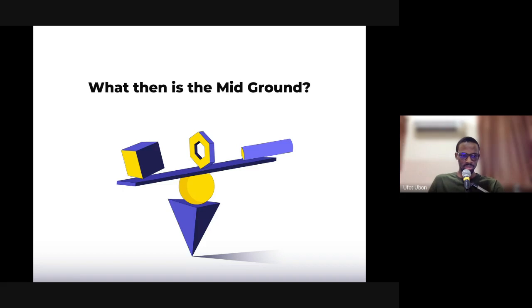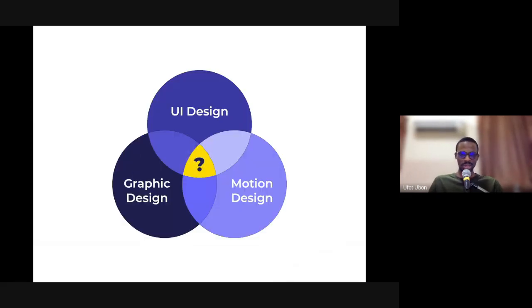Because if I go to After Effects and I move this cube box you're seeing, I make it move from left to right, add a keyframe, change the velocity curve and just make it a little bit more motion-wise, does that make me a motion designer? Why then is the need to find the mid ground? Where do UI design, graphic design, and motion design all intersect?